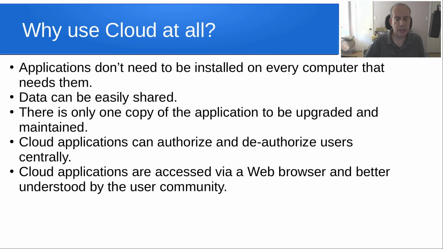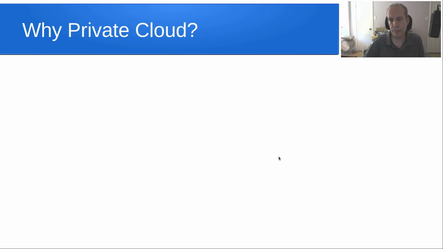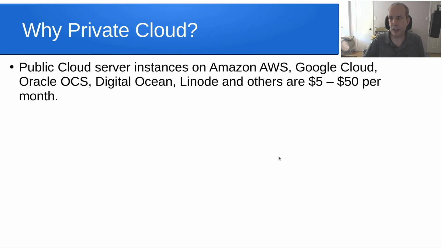Have you noticed that in recent years we've seen more and more applications that are actually cloud-based as opposed to being loaded and configured on an individual machine? So why private cloud? Public cloud instances are things like Amazon AWS, Google Cloud, Oracle OCS, DigitalOcean, Linode, and others. And these cloud services are expensive. I mean, they run anywhere between $5 to $50 per month per instance that you may actually want to install and use.